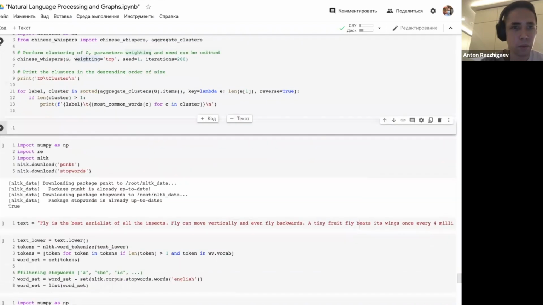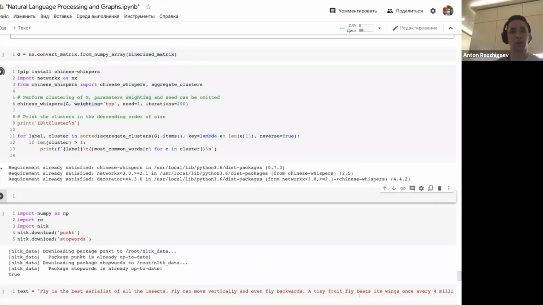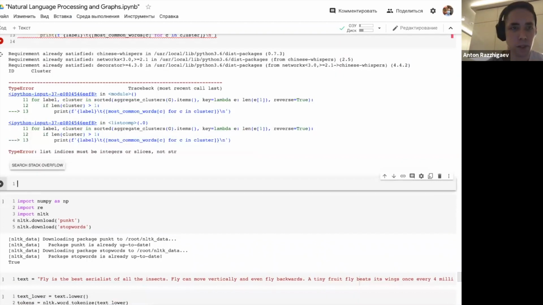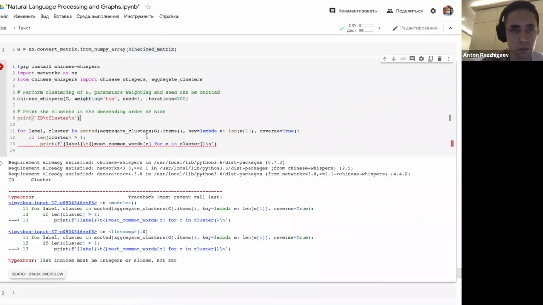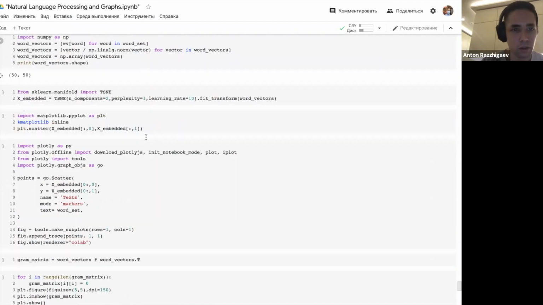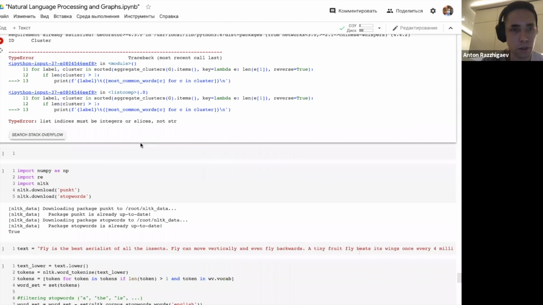Now we can apply our clusterization algorithms. I'm sorry. Something wrong here.